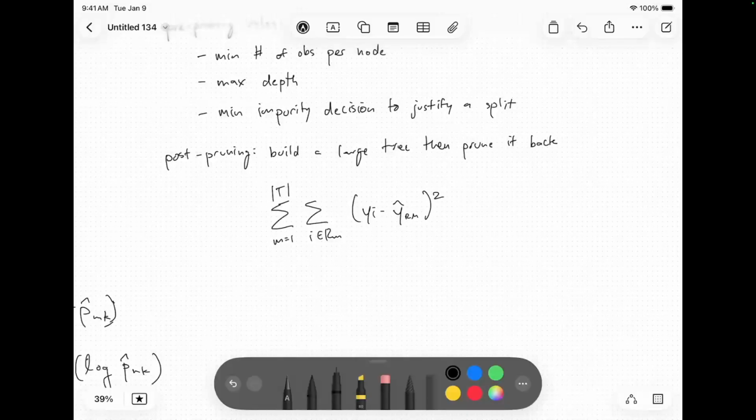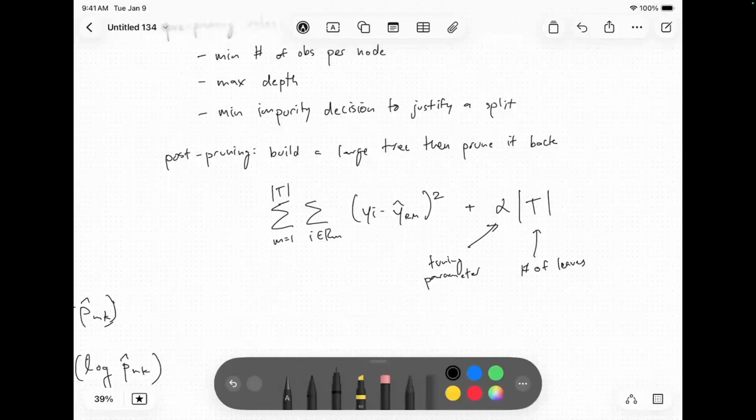So this is our residual sum of squares, and now we add a penalty term. This is our number of leaves, and this is our tuning parameter. As we add more and more leaves into the model, you're going to get more and more accurate, but we risk overfitting. So we add this tuning parameter, and this is like, okay, here's the total number of leaves that you have.